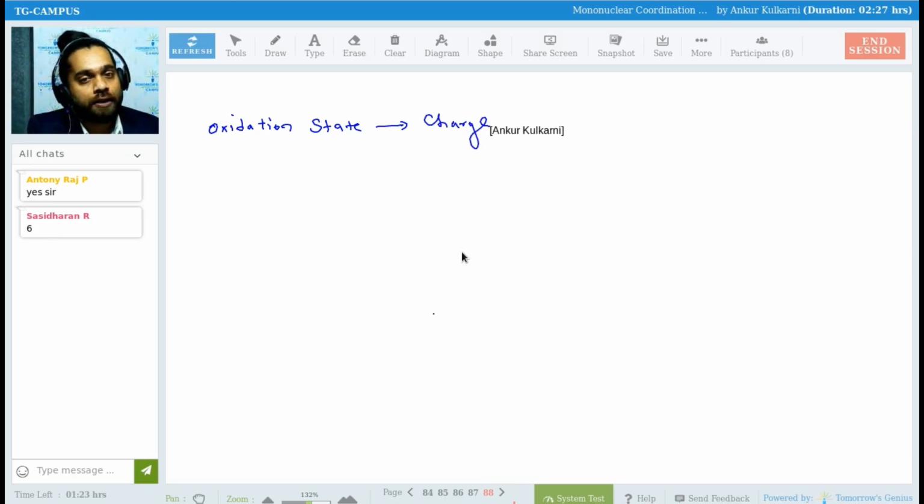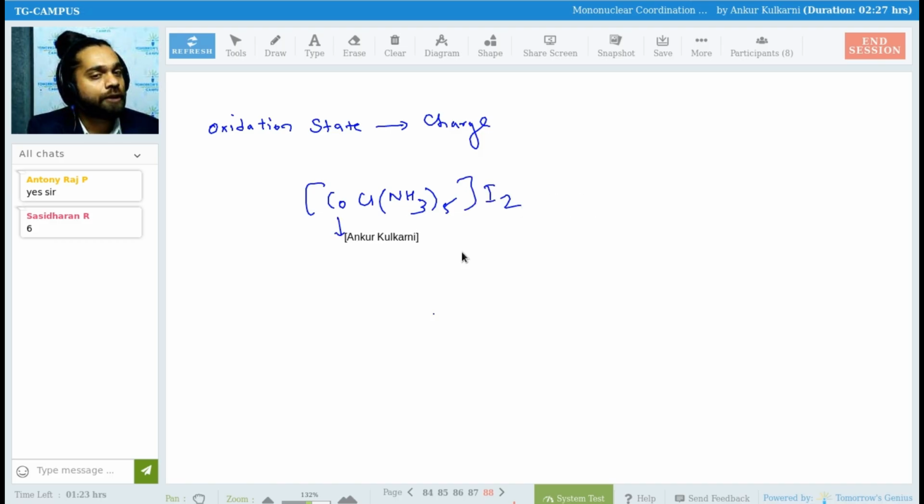For example, suppose I have cobalt. Let us take the same example, Co(NH3)5Cl Cl2. What is the oxidation state of cobalt over here? Come on, can you identify? It is fine even if you are wrong. I'll help you.